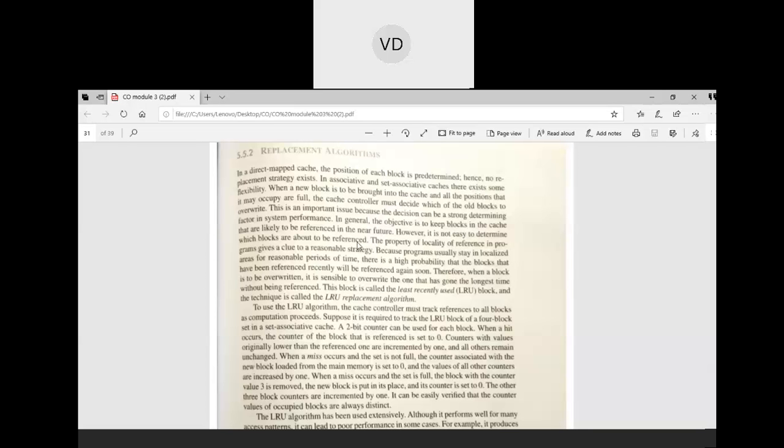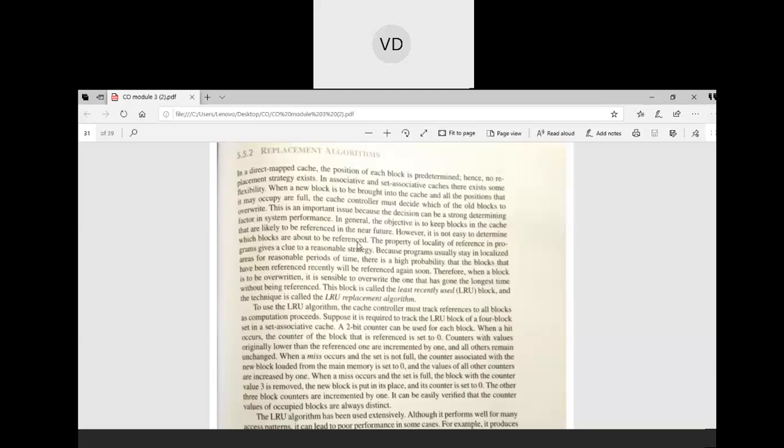Then what do I have to do? I have to bring block number 5 into the cache memory. For that, I have to replace one block from the cache memory. In first in first out, the block that came first is replaced. Block number 1 came first, so block number 1 will be replaced, then block number 5 will be brought. This is one method, the first in first out method. It is very simple to implement.